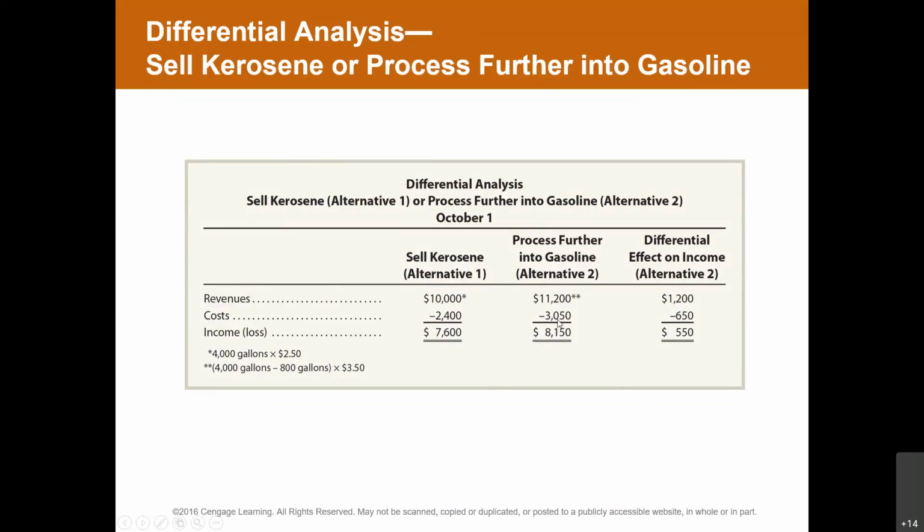Our cost will be $3,050 to get us to a net income of $8,150. That gives us, of course, a differential net of $550. So in this example, it would make sense for me to further process the kerosene and make it into gasoline because, of course, it would yield me additional revenue, which, again, is the objective behind differential analysis.